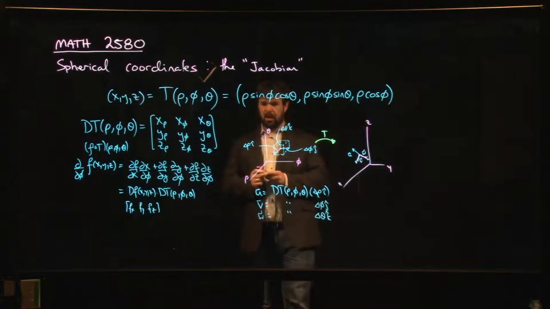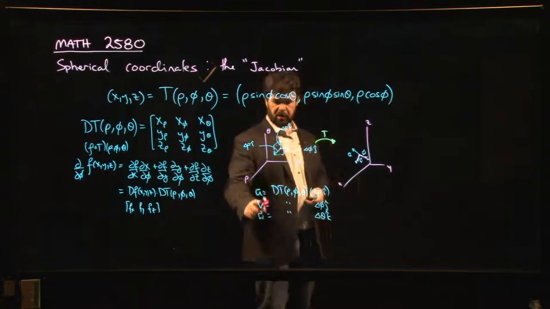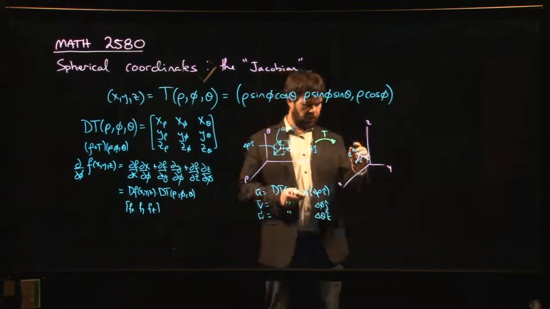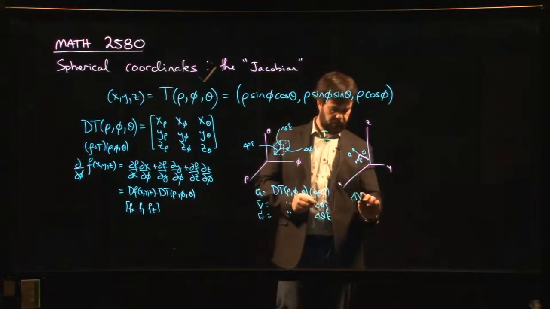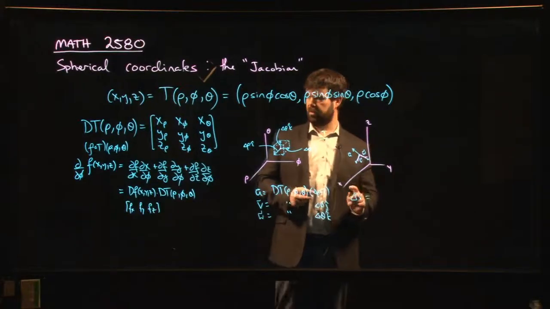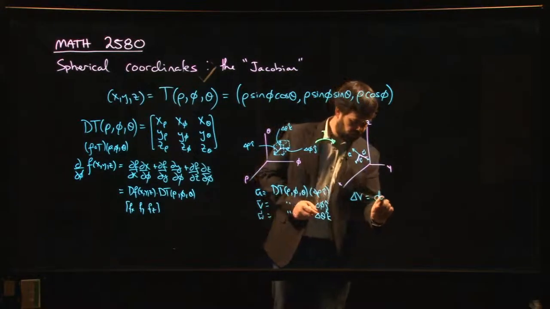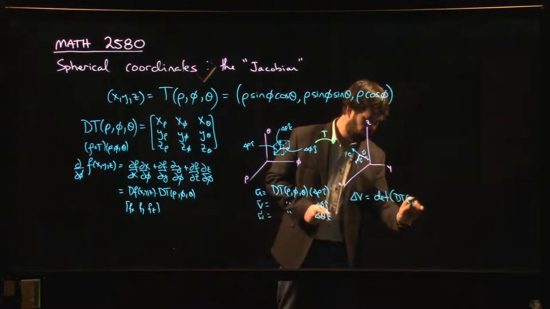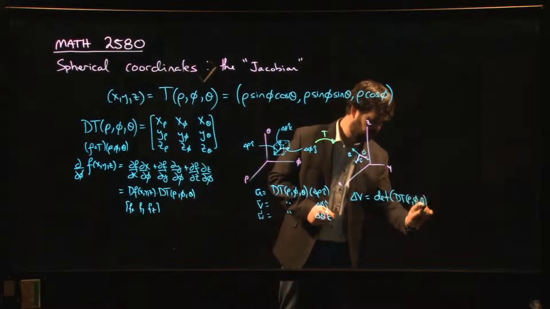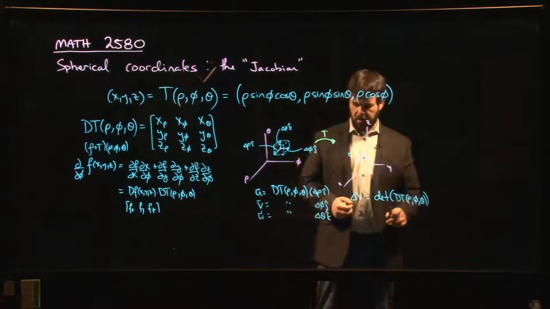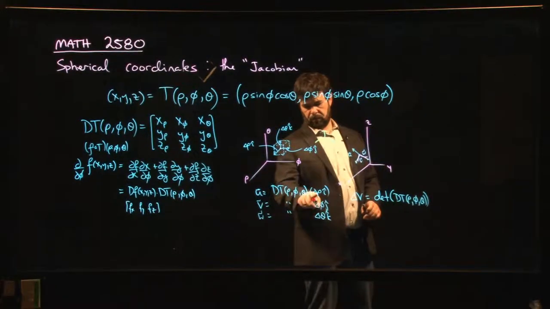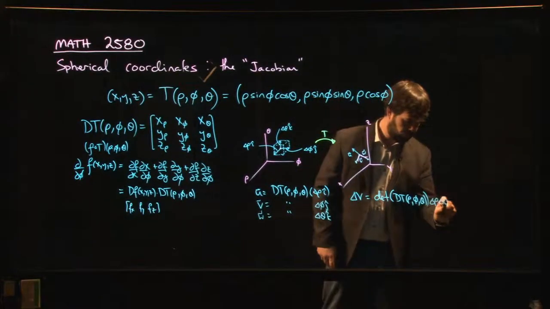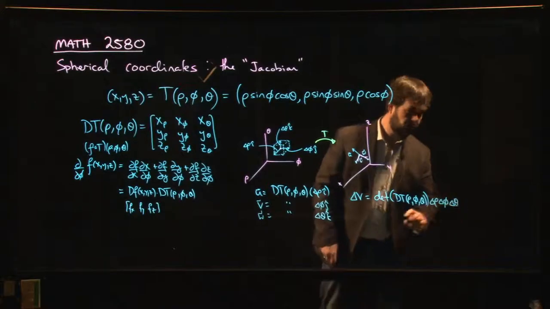Okay, so that's all well and good, but then you want to know the volume spanned by U, V, and W, the volume of this parallelepiped. It turns out that this volume over here, maybe we call it delta V, is given by the determinant of this dT of rho phi theta times, well, these are just scalars, so you factor out the scalars: delta rho, delta phi, delta theta.